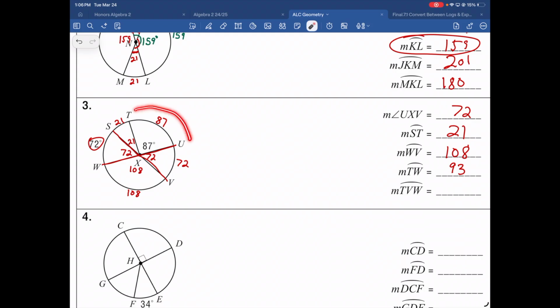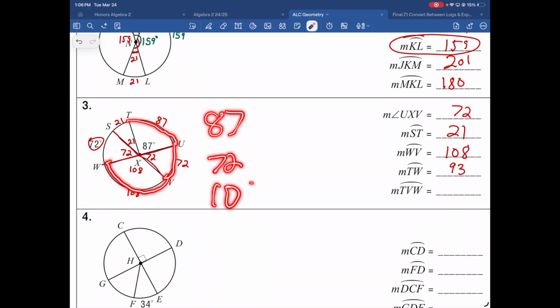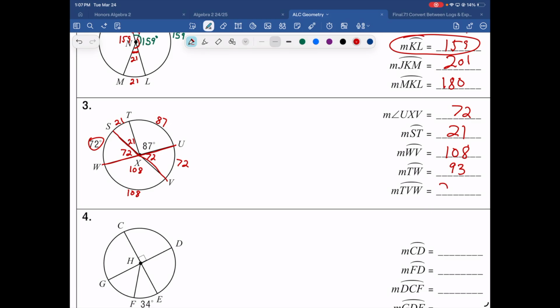Do I go clockwise or counterclockwise? I got to go clockwise. So I've got 87, I've got 72, and I've got 108. What do I have to do with those three things? Add them up. So that's 180. That's how I do it. Hey Siri, what's 87 plus 72 plus 108? 87 plus 72 plus 108 is 267. There's your answer.